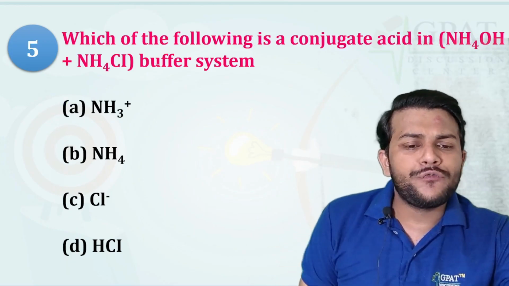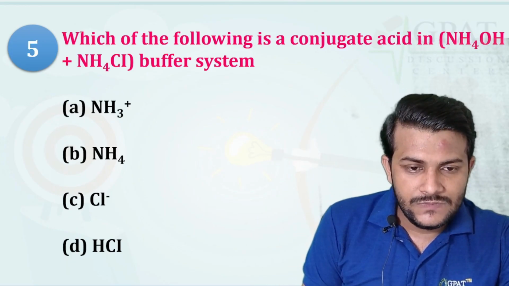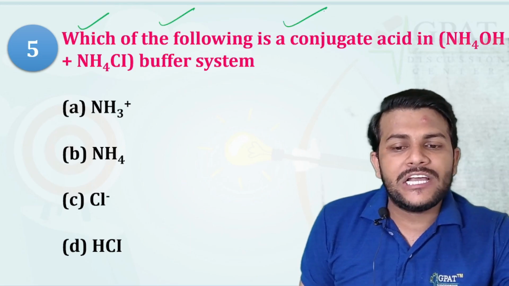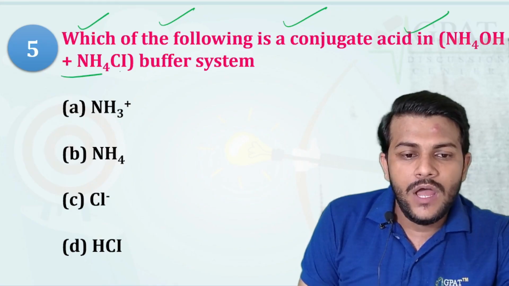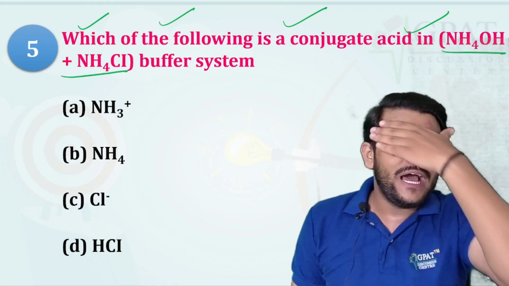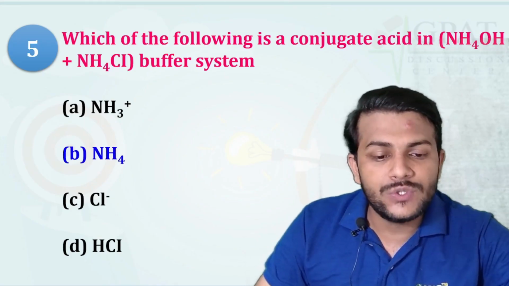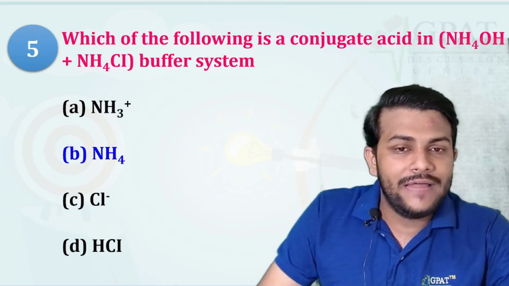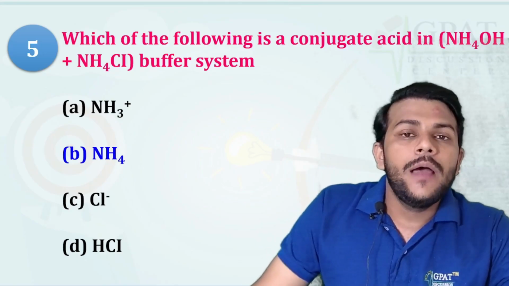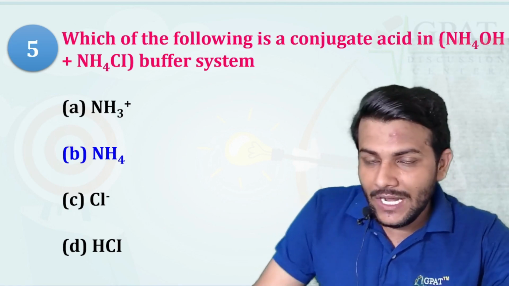Then, which of the following is a conjugate acid, in the ammonium hydroxide, ammonium chloride buffer system? Ammonium hydroxide and ammonium chloride form the buffer system, and the conjugate acid here is ammonium, NH4+, for the buffer of ammonium hydroxide and ammonium chloride.